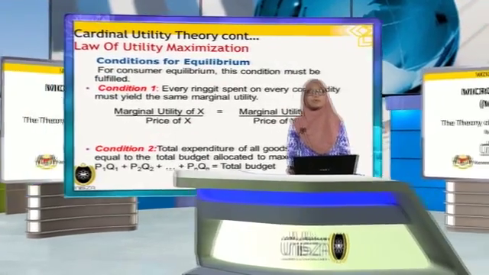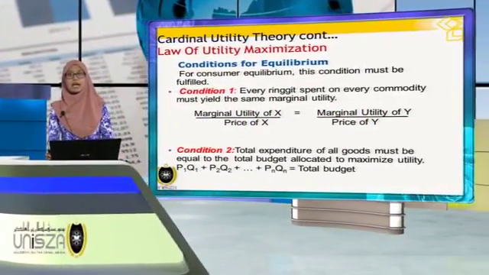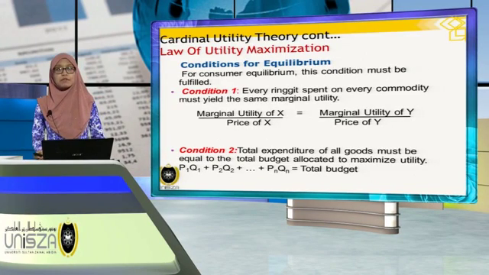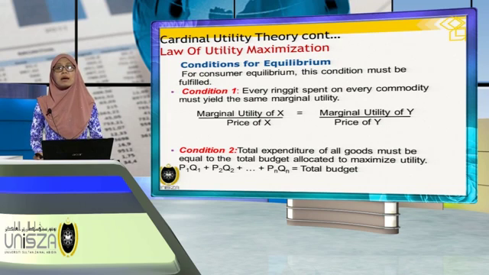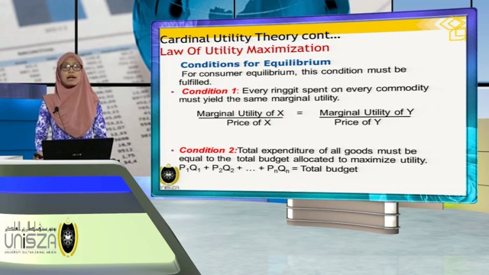Let's move to the conditions for equilibrium. Actually, there are two conditions: condition 1 and condition 2. Let's take a look at condition 1. Every ringgit spent on every commodity must yield the same marginal utility. From this equation, we can see that MU of X per price of X must be equal to MU of Y per price of Y.